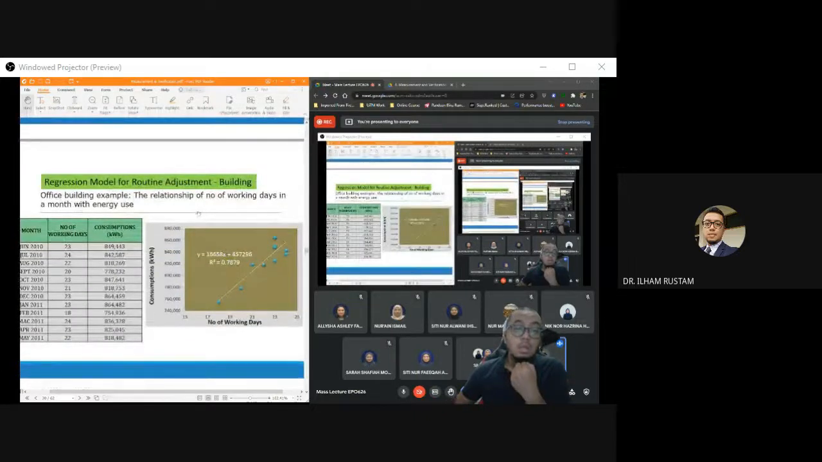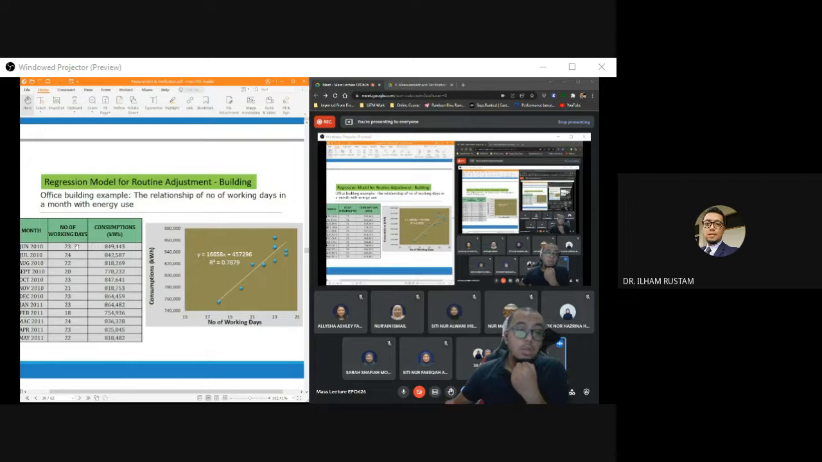And this is another example for a building. As you can see, this is almost the one that we have gotten, which is at 0.78. So not that accurate, so the adjustment that needs to be done here might be quite substantial. In this case, this is an example of an office building where it shows the relationship of the number of working days, that means the occupancy rate, versus the energy use in a month.